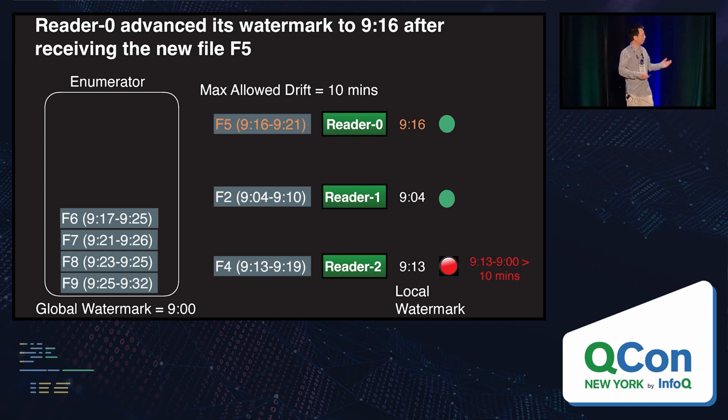Let's assume sometime later, reader 0 also finishes its file and got a new file F5. And reader 0 advances its local watermark to 9:16 because that's the minimum timestamp value from F5. Now reader 0 also needs to stop reading because its local watermark is too far ahead.